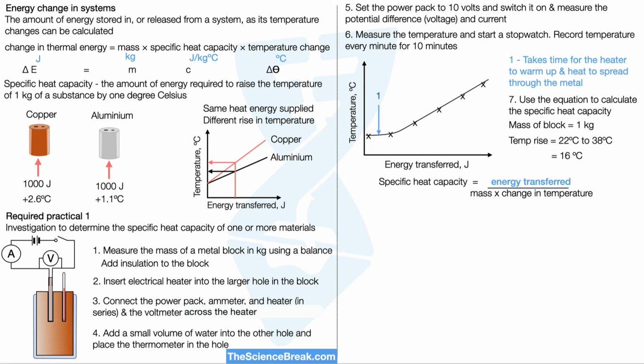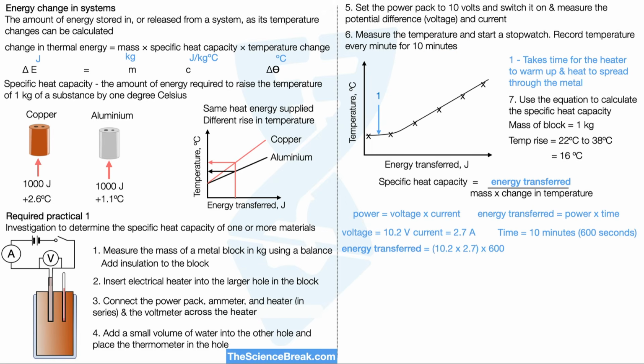However, we're not given the energy transferred directly in this scenario. So this is where we need to use the ammeter and the voltmeter. Power is voltage times current. This will be given to us on the equation sheet. And energy transferred is power times time. This will also be given to us. Let's say the voltage was 10.2. Let's say the current was 2.7 amps and the time was 10 minutes. That's 600 seconds. We need the time in seconds, and the 10 minutes was given to us in the question.